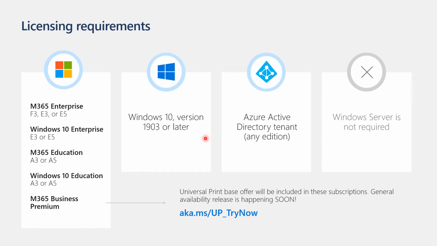Windows 10 version 1903 or later is needed. Azure Active Directory is needed, as I said, in hybrid or Azure AD only. Windows Server is not needed but is supported. And if you want to kick the tires and try this service out, you can go to aka.ms/tryup, and then you can request a trial license and use it. And as I said earlier, this service will release into GA very soon.